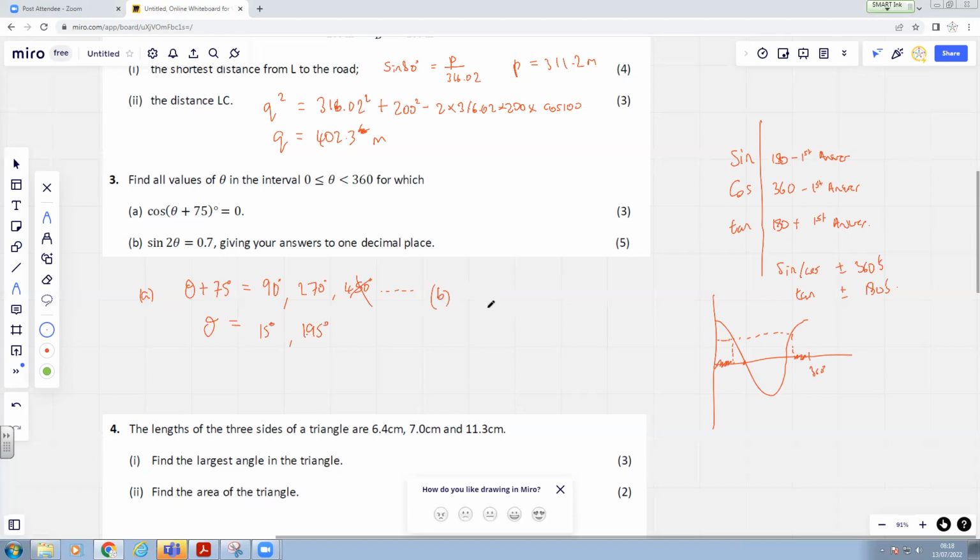For part B, similar really. Sine 2 theta is 0.7. Invert that, you get 2 theta is, now inverse sine of 0.7 is apparently 44.4. Rule of thumb, sine, 180 minus, so just do 180 minus that. That's going to give you 135.6.